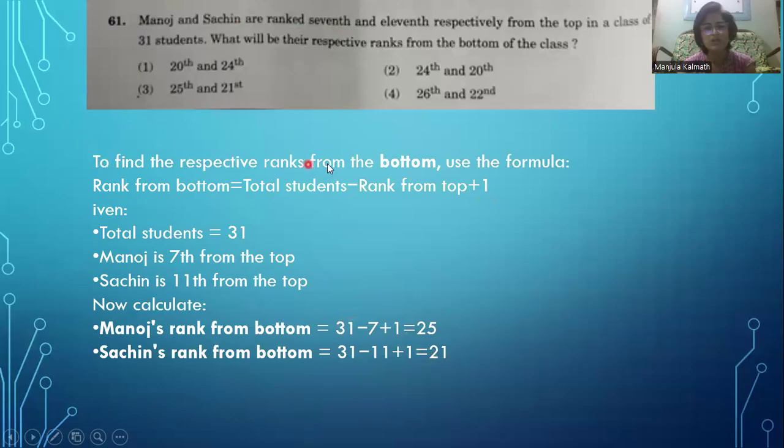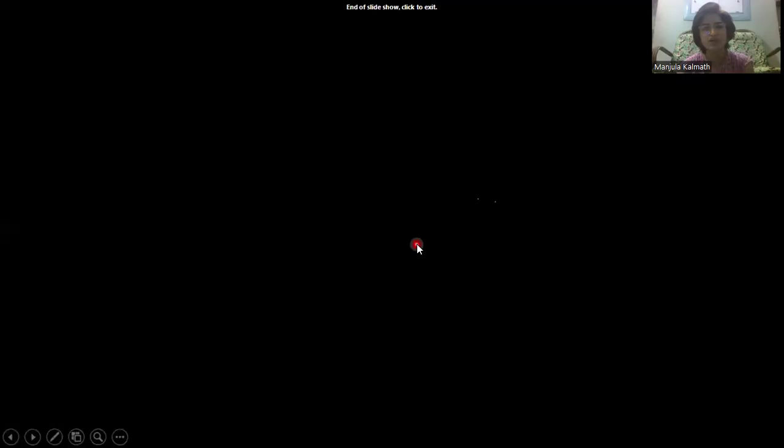To find the respective ranks from the bottom, the formula is rank from the bottom equals total students minus rank from the top plus 1. The total students given is 31 and the rank given is 7th. So 31 minus 7 plus 1 equals 25. And one more, the 11th is given: 31 minus 11 plus 1 equals 21. So the answer for this one is 25 as well as 21.